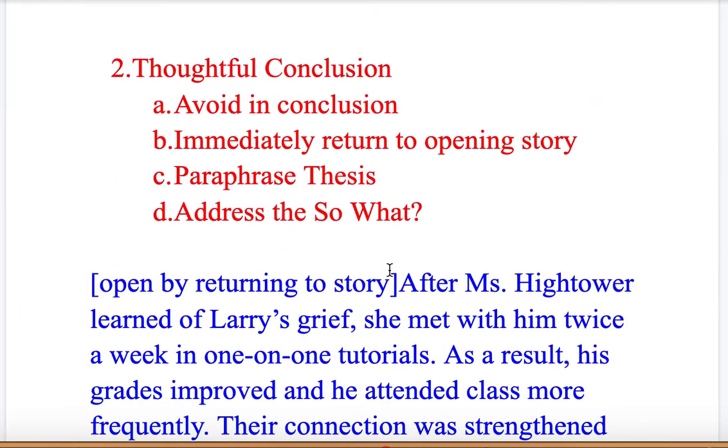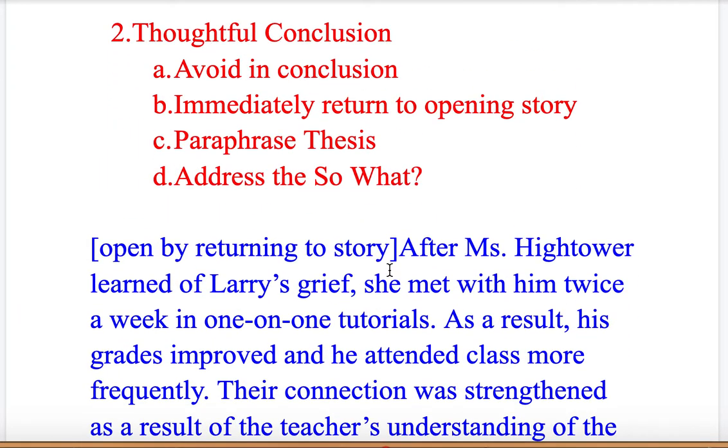Now let's look at the conclusion. So avoid "in conclusion," "all in all," "sum it up." Why? First of all, it insults the reader. She sees you're at the end of your paper. You don't have to tell her you're at the end. The best thing you can do is simply open the conclusion by returning to your intro. How did you open the paper? It's the same way you open your conclusion. Works like a charm every time.